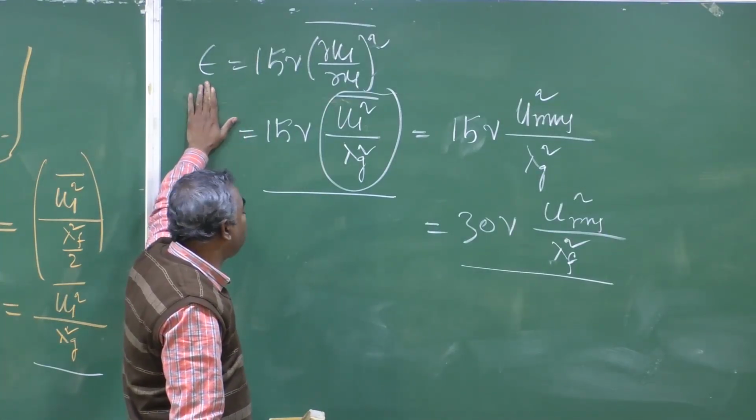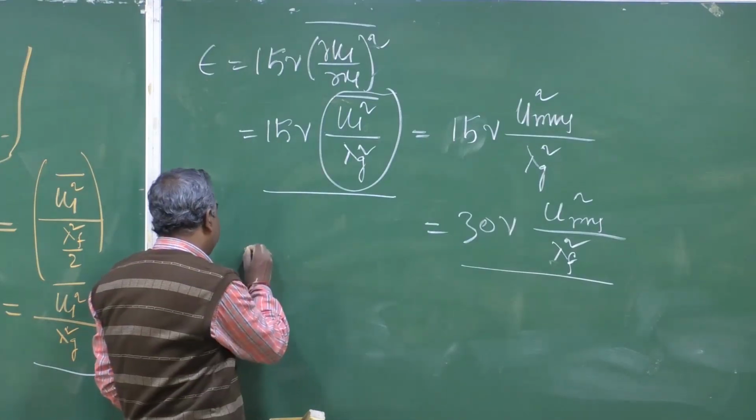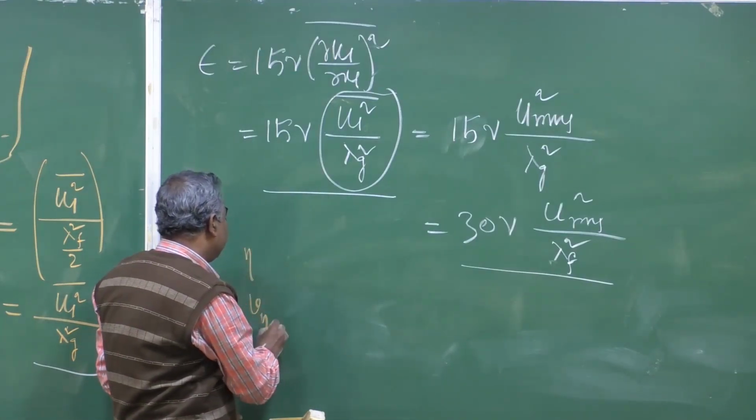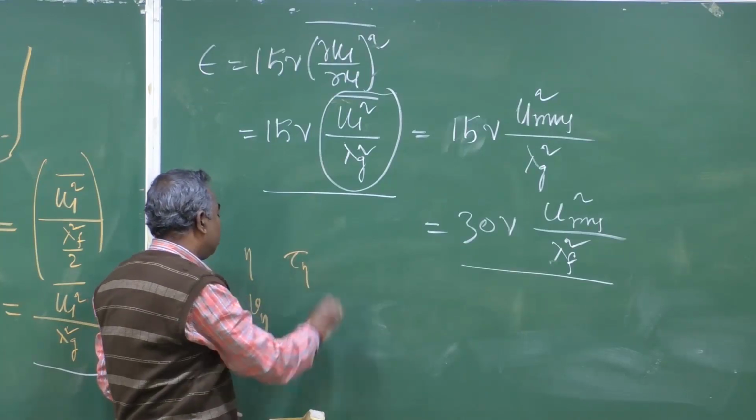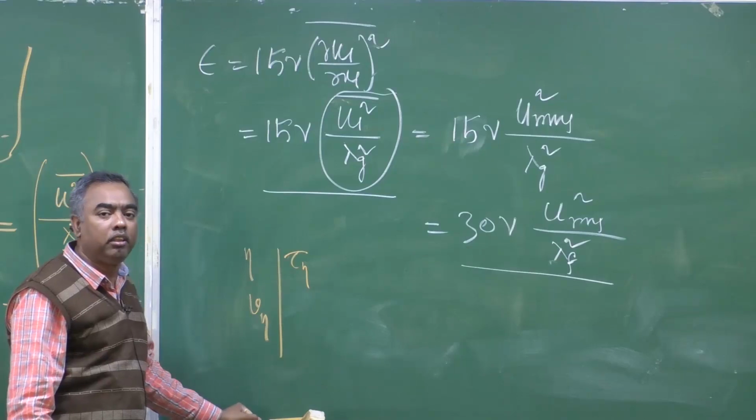And once we are able to estimate the dissipation, then we can calculate the Kolmogorov length scale, Kolmogorov velocity scale and Kolmogorov time scale. All three scales, which are dissipation scales, also can be estimated.